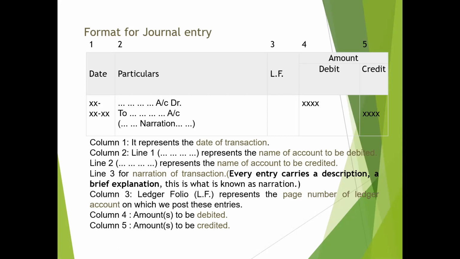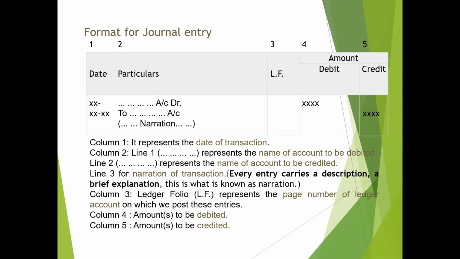So first, the transactions are recorded in the journal entries in chronological order according to the date. The particulars column specifies the account to be debited and credited. LF represents ledger folio. It represents the page number of the ledger account on which we post these entries. This is called ledger folio. And then column 4 is debit and column 5 is the amount to be credited. Debit amount and credit amount represent the amount to be debited and credited to the respective accounts mentioned in the entries.